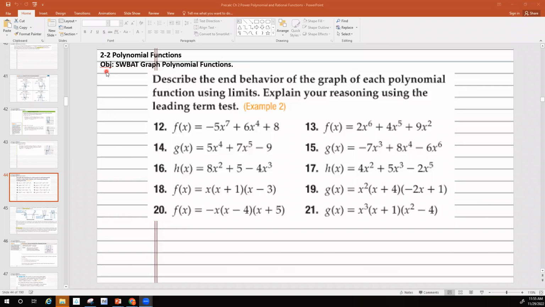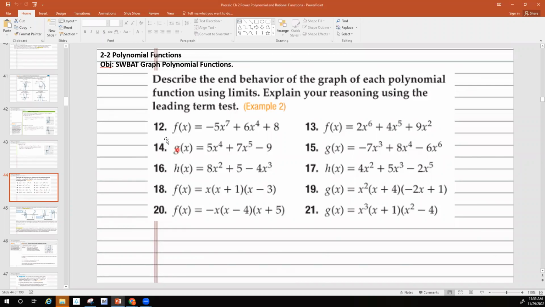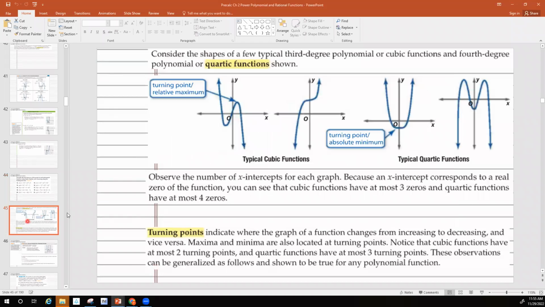All right, and this is 2.2 polynomial functions. So let's look at this one. I believe we did this one yesterday. So we're going to look at quartic functions.